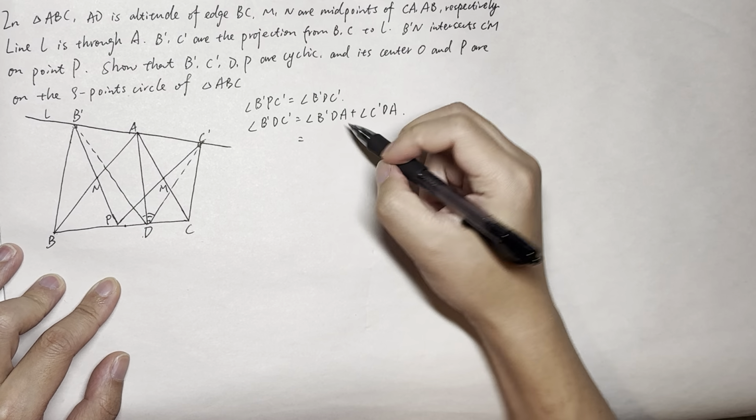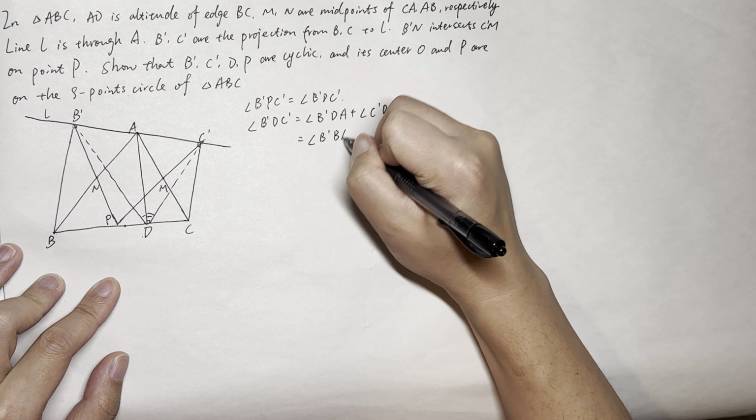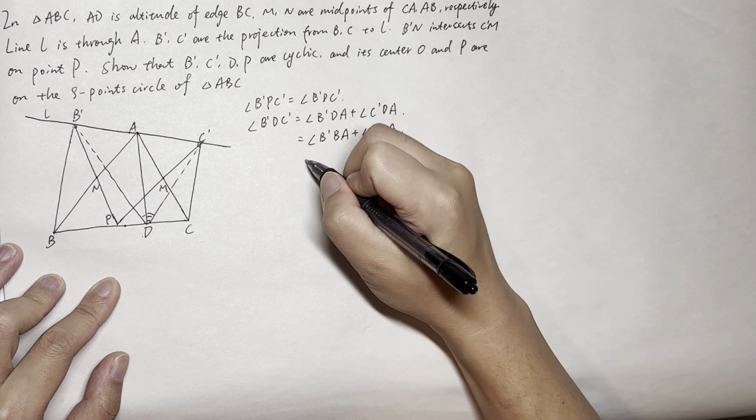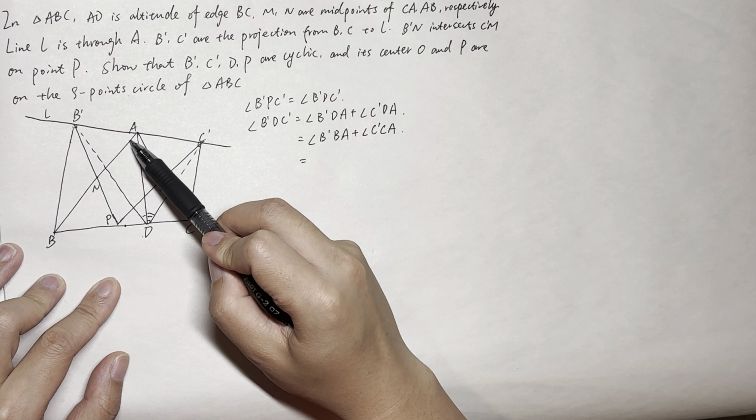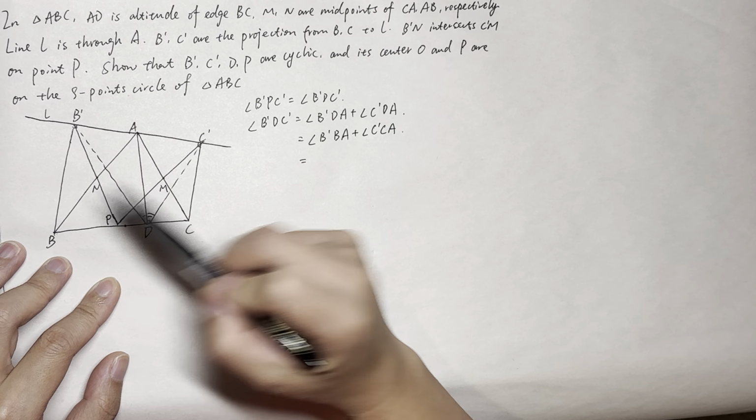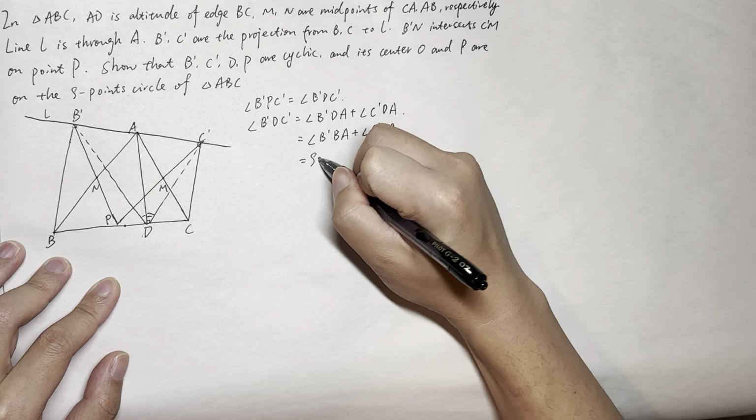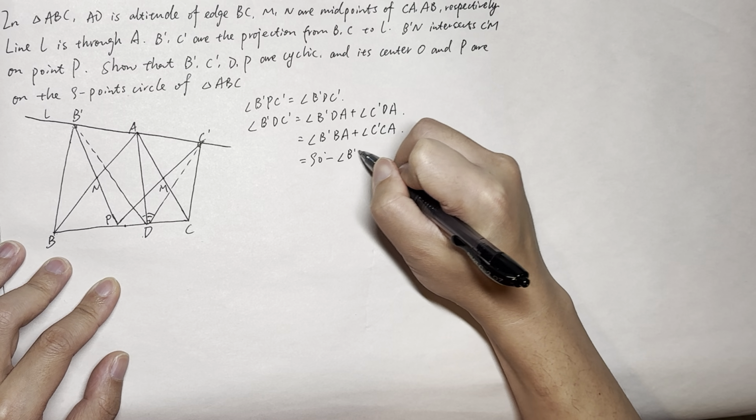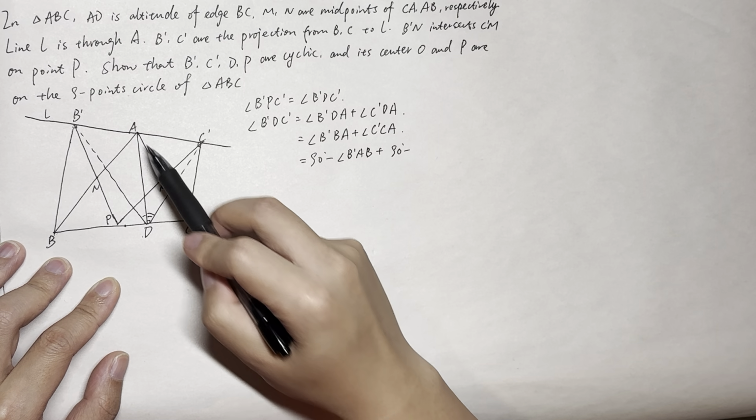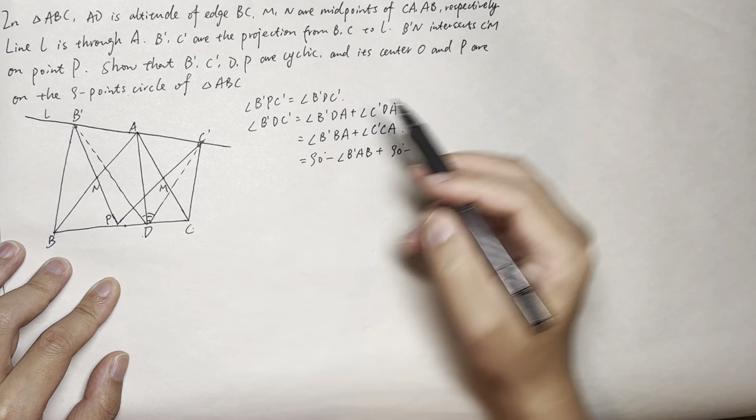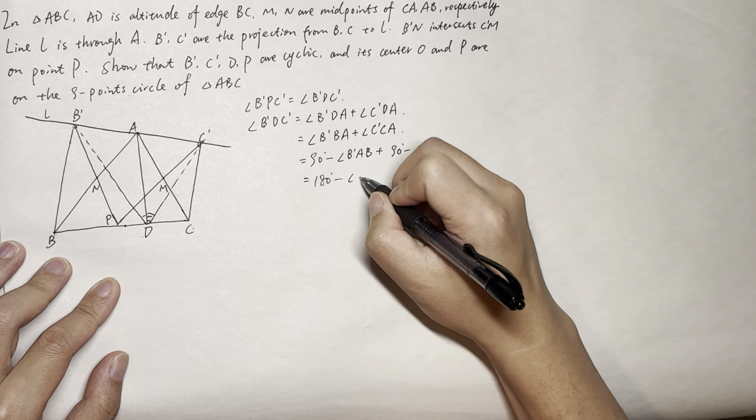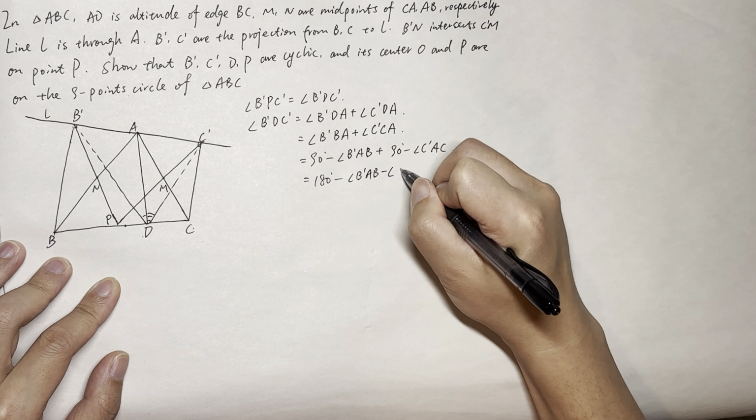So we can rewrite this as angle B prime BA plus angle C prime CA, right? And B prime BA equals 90 degrees minus angle B prime AB, because this is 90 degrees. And C prime CA equals 90 degrees minus angle C prime AC, right? So it equals 180 degrees minus angle B prime AB minus angle C prime AC.